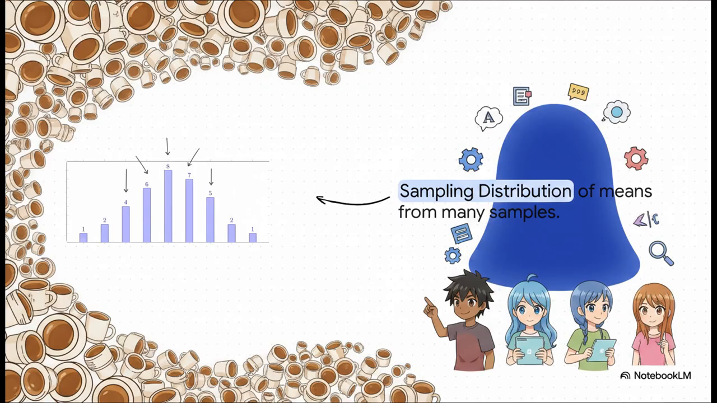We get this, a sampling distribution. Notice we aren't plotting individual cups anymore, we are plotting sample means. And check out that shape. That lumpy, weird reality of our single sample has completely smoothed out into this beautiful, highly predictable bell curve.